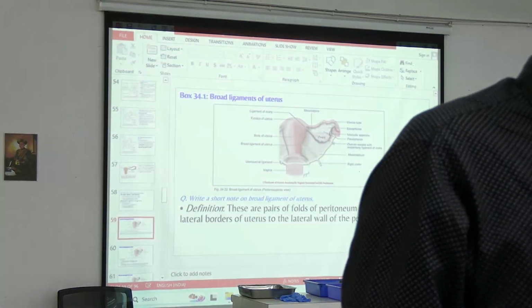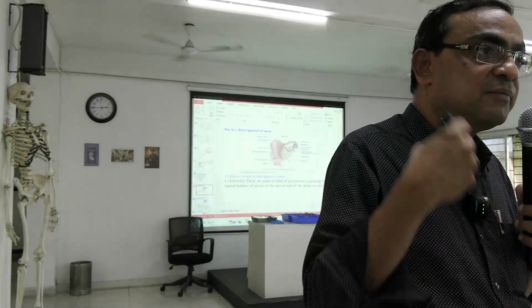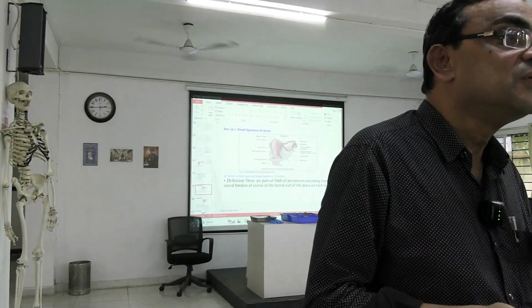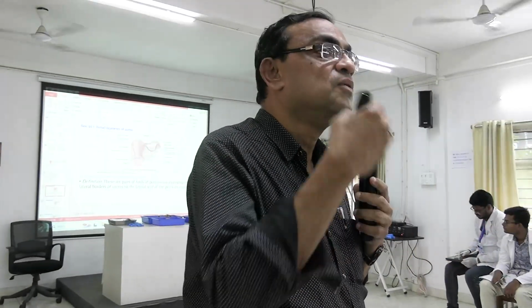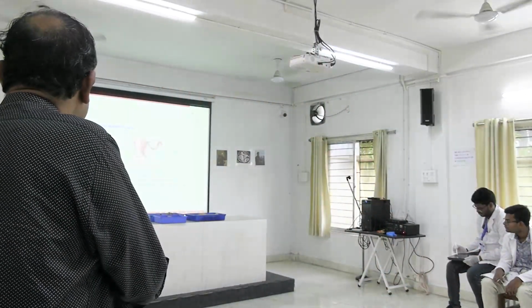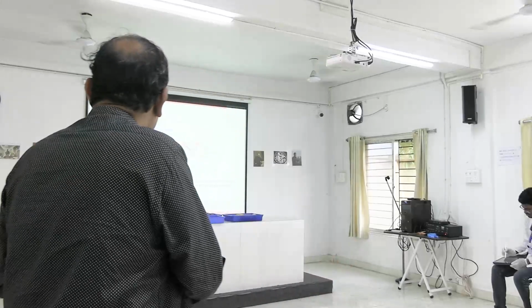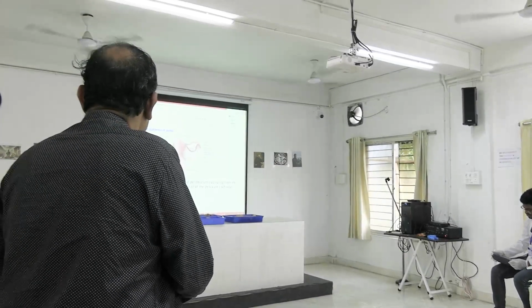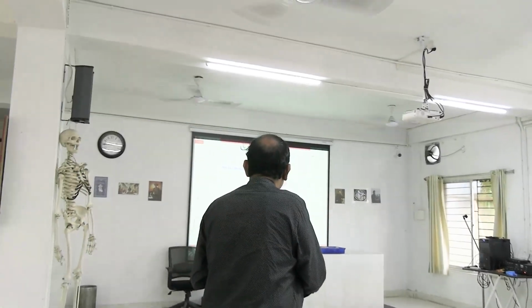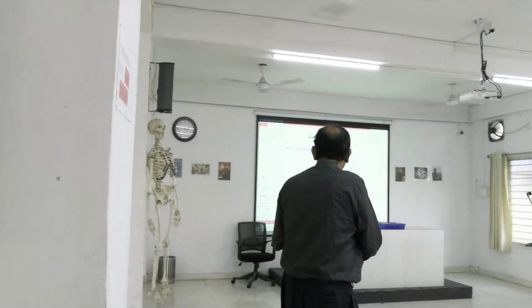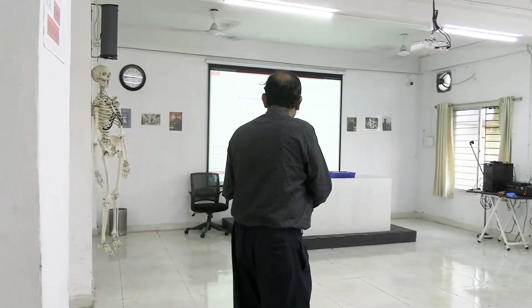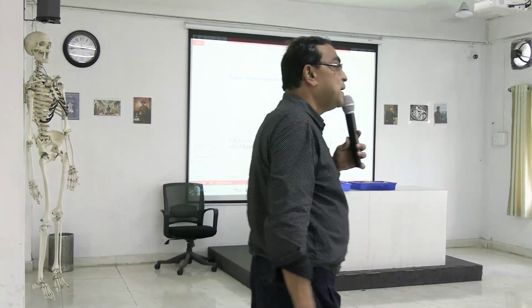The peritoneal fold, anywhere in the body, we know, is the mesocolon, transverse mesocolon, pelvic mesocolon, the mesentery. So that is the term used, the mesosalpinx. Salpinx means the tube. So just below the tube and up to the ligament of the ovary, this part is called the mesosalpinx. And below it, this area is called the mesometrium.